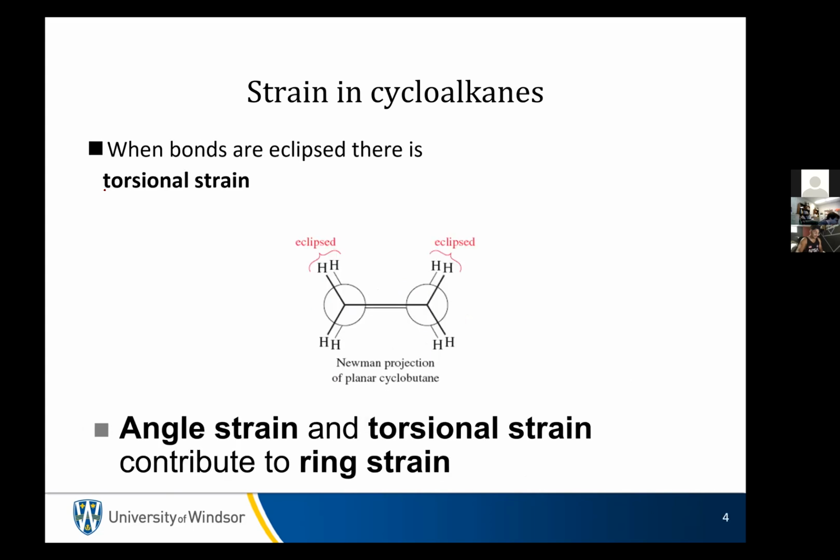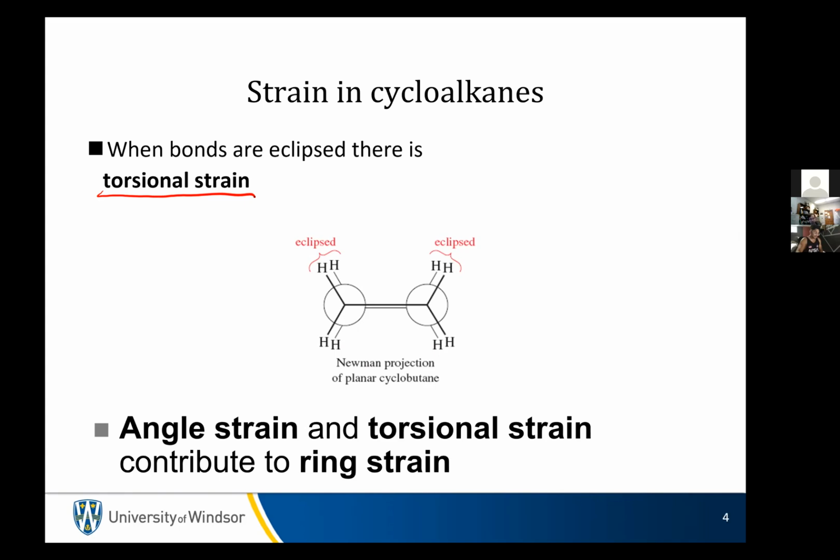The second type of strain that we're going to see is torsional strain. This is what happens when the angles involved and the shape of the ring don't allow for things to be staggered. Sorry, I said eclipsed. Stuff wants to be staggered. Stuff wants to be anti-staggered. We talked about this last class. In a free chain, like a linear alkane, there's no reason you can't have everything anti-staggered. It can access that state. Whereas in a cyclic system, you just don't have that flexibility to move. You can't just spin everything.